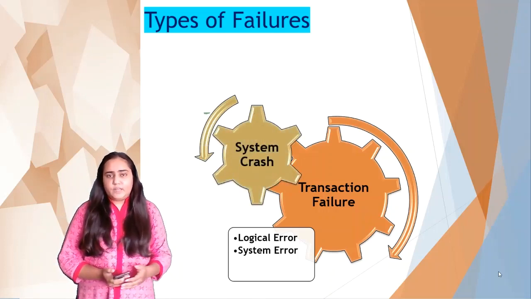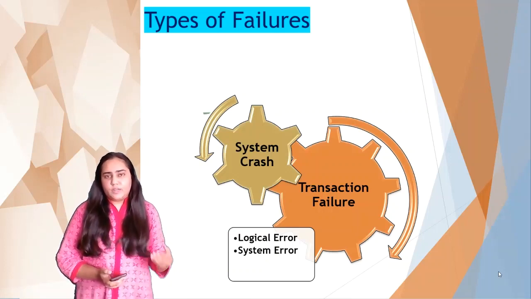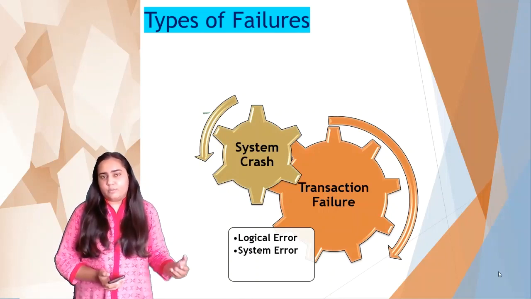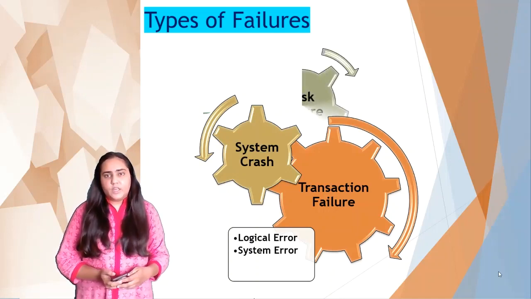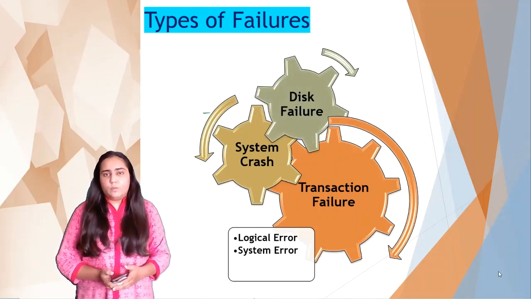The next type of failure that can occur is known as a system crash. A system crash happens when your operating system is affected because of some internal operating system error. The third type of failure can occur because of a disk failure, where your hard drive gets corrupted, and that is why you are not able to fetch your data from the hard drive to the main memory.